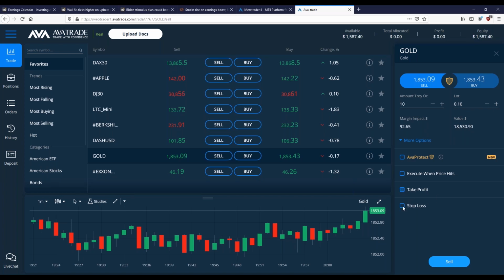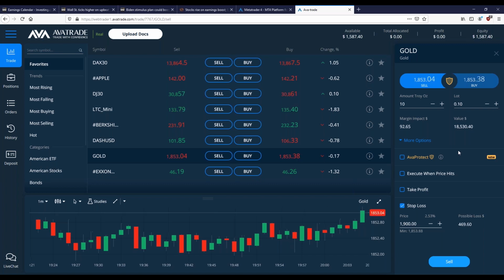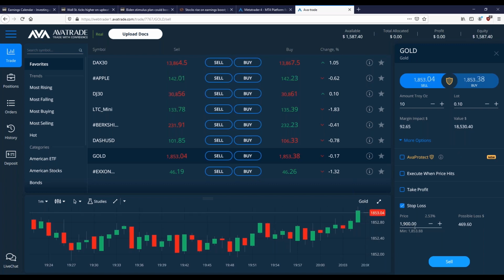And also, if you do a stop loss, maybe I say, okay, if I'm selling on gold, maybe I think it won't go above 1900. That's not necessarily what I really believe right now. But if this was the case and I put my stop loss saying, okay, if it goes to 1900, I give up on my sell, it tells me how much I'm risking, right? 470 in my account currency, USD.